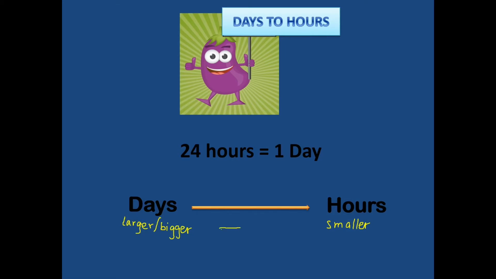Now here's a key point to remember. If you're moving from a larger quantity to a smaller quantity, we will always multiply. Since a day is bigger than an hour, so when we want to convert from days, which is larger, to hours, which are smaller, we'll multiply.